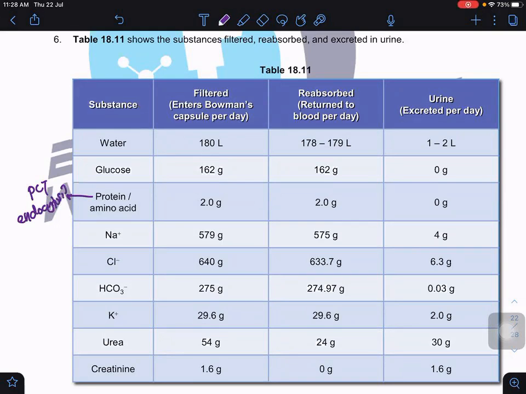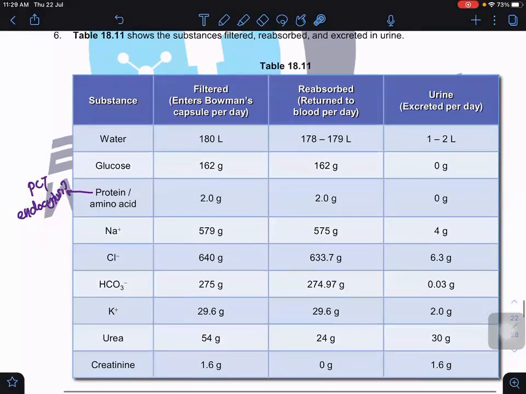Are you clear? Endocytosis, but not all proteins. Small protein normally has no problem with endocytosis, so generally you won't have small protein in the urine. Sodium and chloride ions, yes, we reabsorb the majority of them, but not all, so you can see a trace of sodium and chloride ions. Bicarbonate ion also, you can see some trace of this.